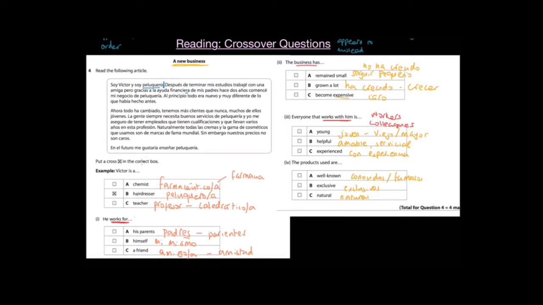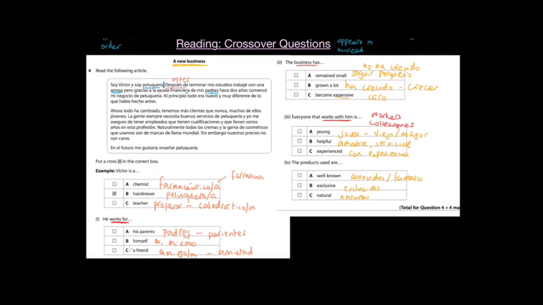So he works for whom? Let's start reading. Después de terminar mis estudios, this is after. Después de terminar mis estudios, trabajé, I worked, con una amiga. So look, I've got here the word amiga, so that might be the answer. Pero gracias a la ayuda financiera de mis padres, I've got padres here. Hace 2 años comencé mi negocio de peluquería. So I've got this word padres, and I've got also amiga.